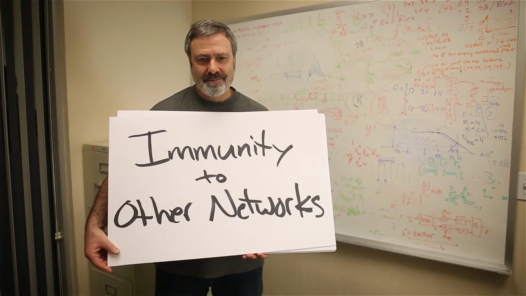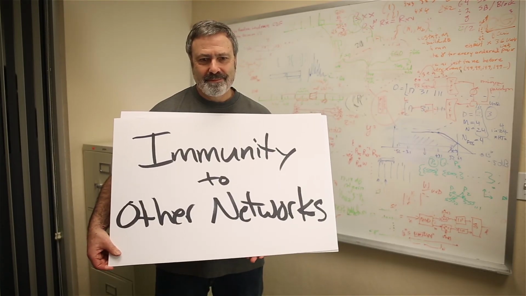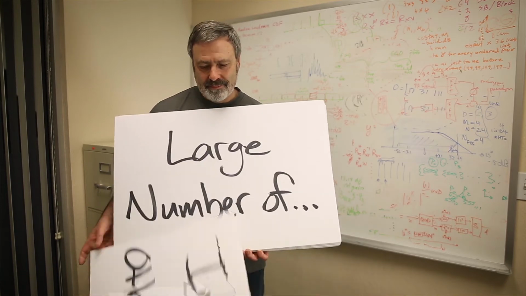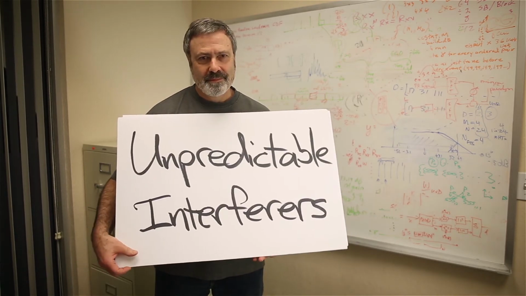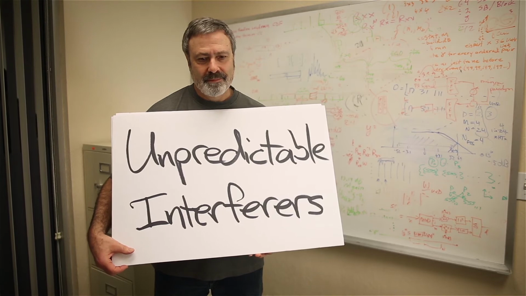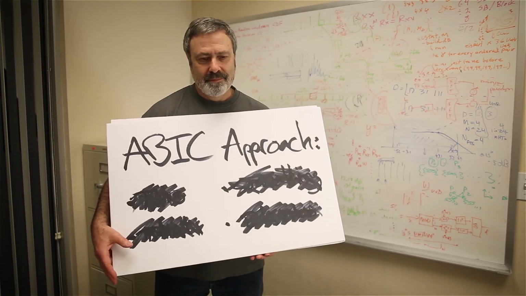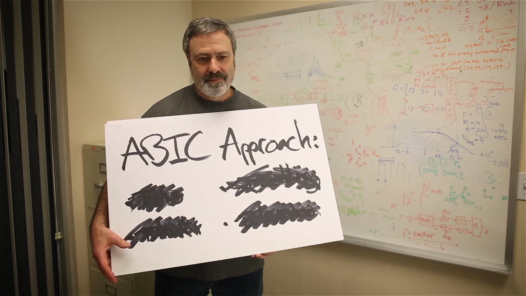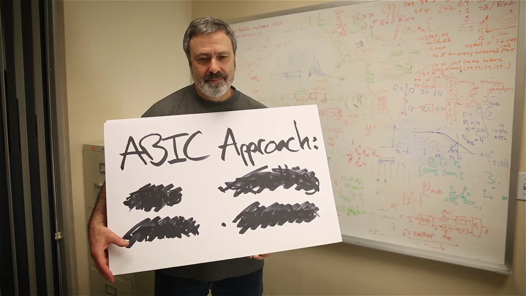Developing immunity to interference from other networks is even more challenging, since you typically face larger numbers of very unpredictable interferers. This isn't the right place to talk about the approach behind our Advanced Burst Interference Cancellation, or ABIC, technology, so let's go straight to results.